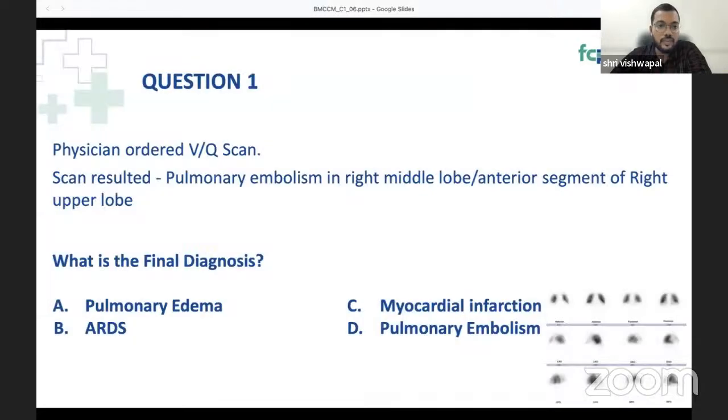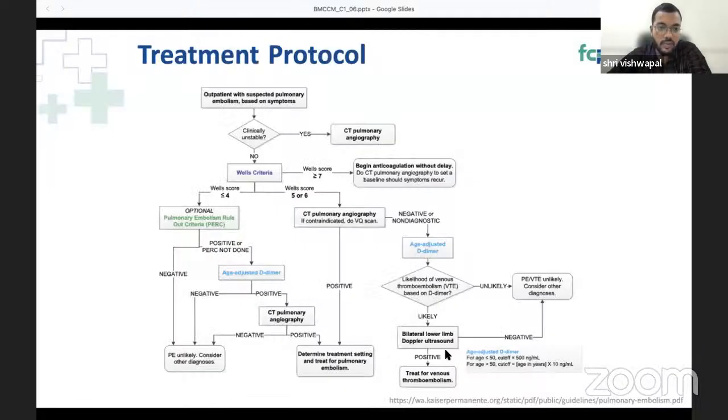Okay. Fine. So finally, the physician has ordered a VQ scan. The scan resulted as pulmonary embolism in the right middle lobe or anterior segment of the right upper lobe. So through this scan, we could finally come to a diagnosis that Mr. Cleve has pulmonary embolism. This is how the VQ scan looks. Right. So we'll just complete the treatment protocol.